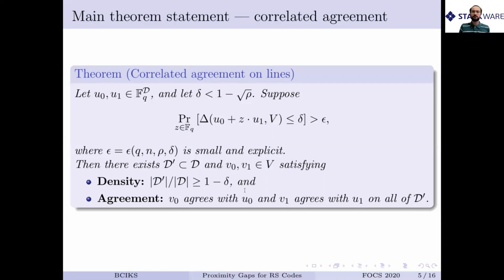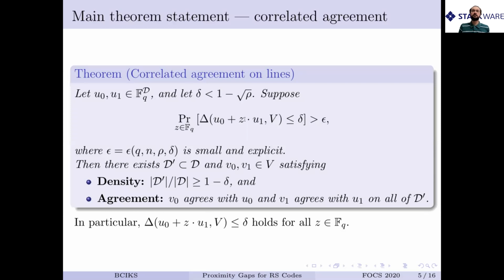And if this is the case, as we said, then in particular, the combination of U0 and U1 will be a distance at most delta from V for every z in Fq. We will have agreement on the set D prime, and the disagreement will only be outside D prime, which is of relative size at most delta. So let's focus just on the last part, forget about the correlated agreement, just focus on the fact that for every combination, the distance is at most delta.